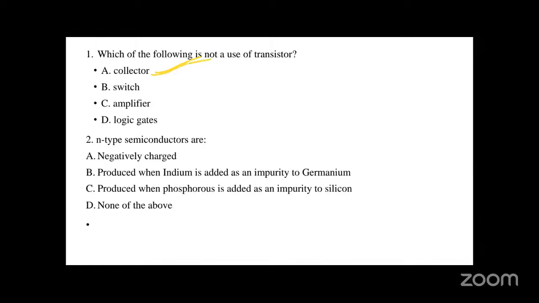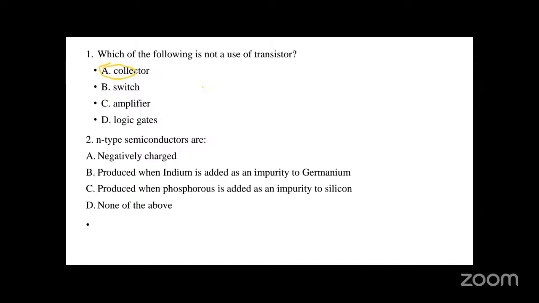Transistor cannot be used as a collector, but it can be used as a switch, can be used as an amplifier, can be used as logic gates. Now, question number 2.